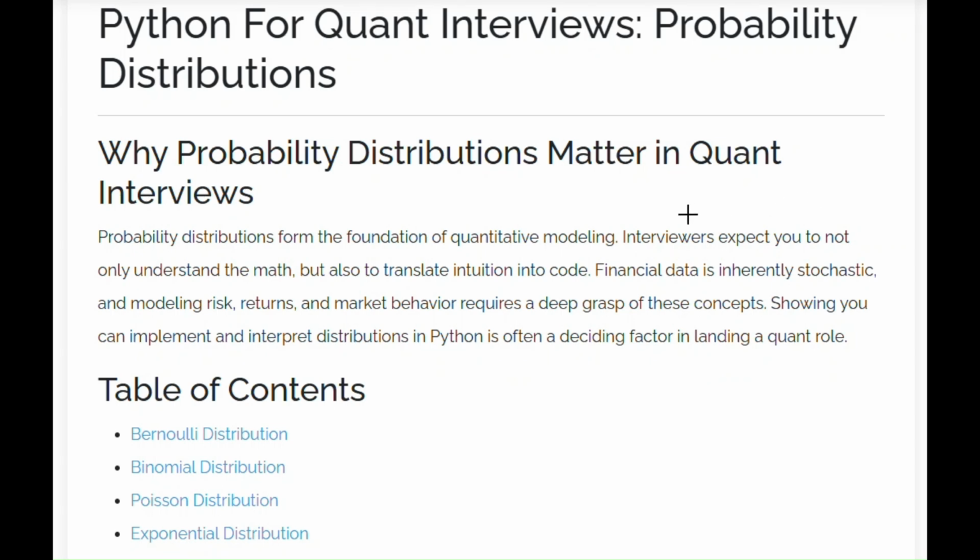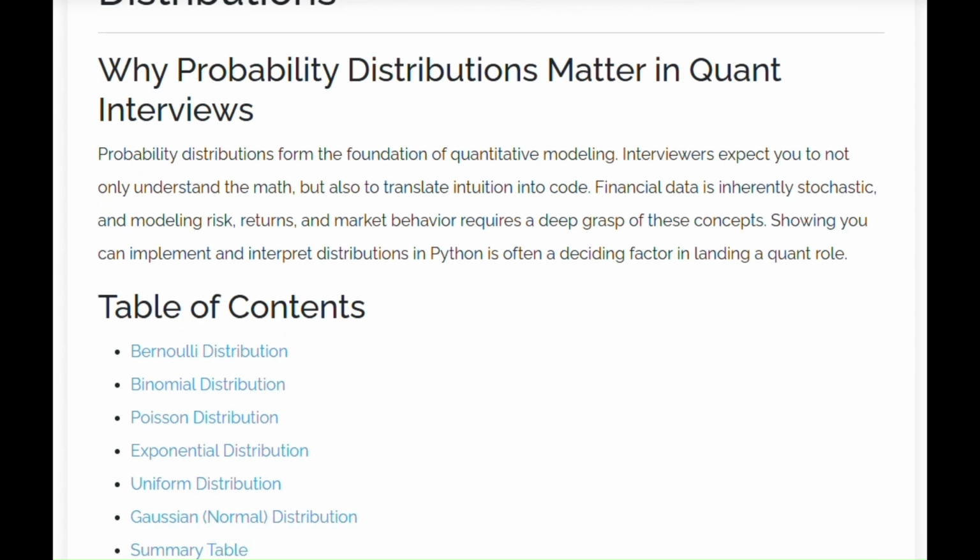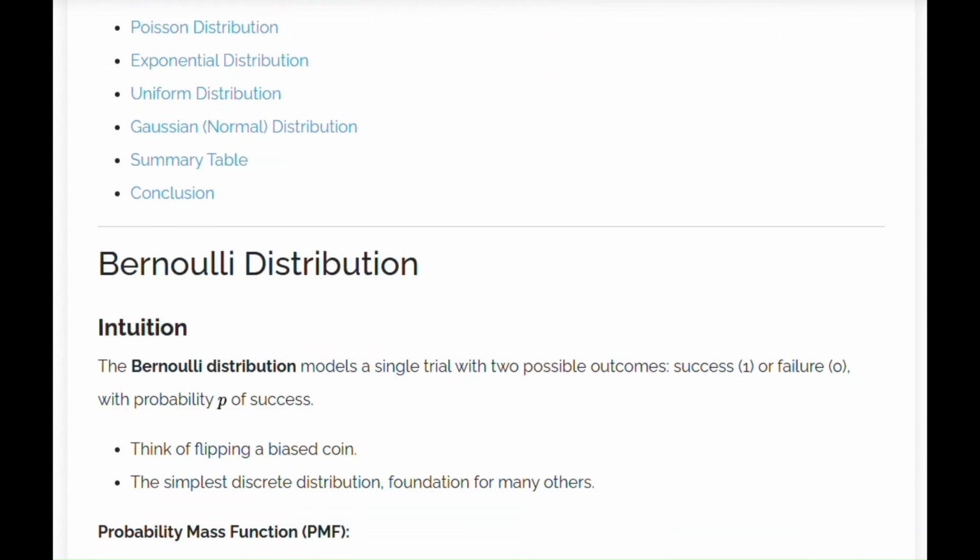In this video, I'll go over some of the most common probability distributions that are used in quantitative modeling and see how they are implemented in Python. So let's start with the first one, the most common one, Bernoulli distribution.